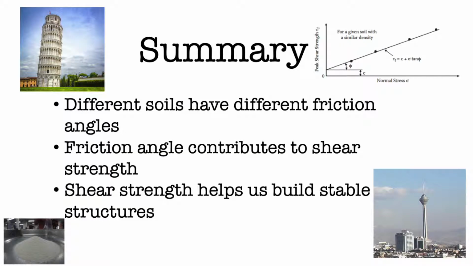In conclusion, we observed how different types of soils have different friction angles. The friction angle of soil contributes to the shear strength of the soil according to Coulomb's law. The shear strength of soil helps create a solid foundation for structures to ensure the soil beneath them will not give out, so the structures we build can be enjoyed for the many years to come.